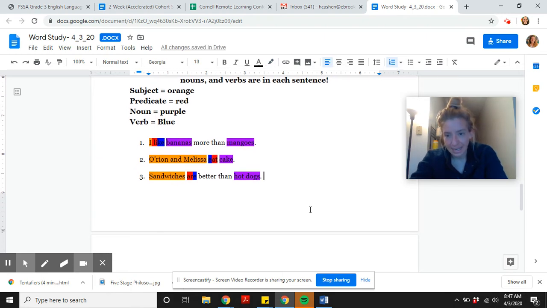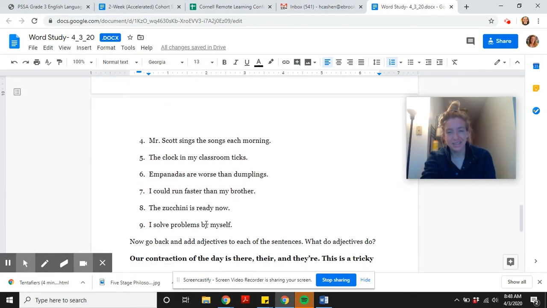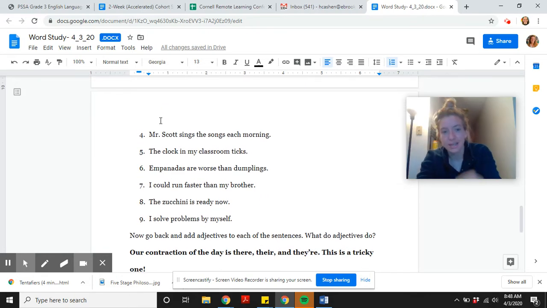Now, I want you to think for a second. Why is hot dogs just a noun? But sandwiches, why is sandwiches the subject? Because the whole sentence is talking about how sandwiches are better than something else. So sandwiches are the main point. If it had started with hot dogs are worse than sandwiches, then hot dogs would be the subject. Usually the subject is going to come first in the sentence.